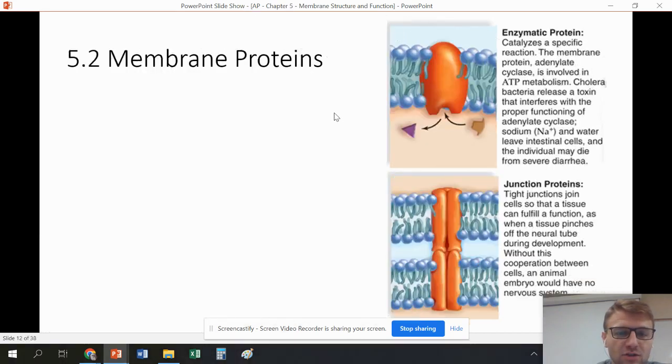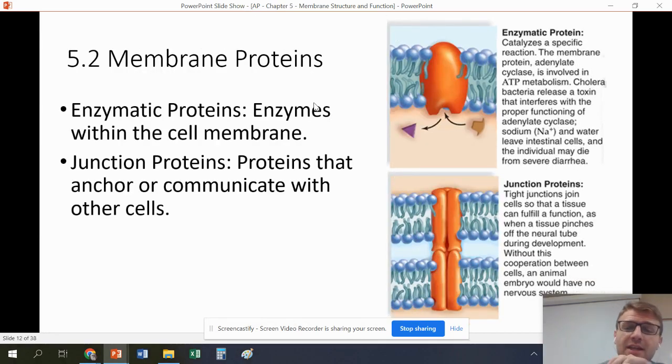And then the last two for this section, it's actually a very short section, are enzymatic proteins. We know a little bit about enzymes. They break down or build up molecules, but basically these types of membrane proteins are going to be enzymes that are just fused within the membrane.